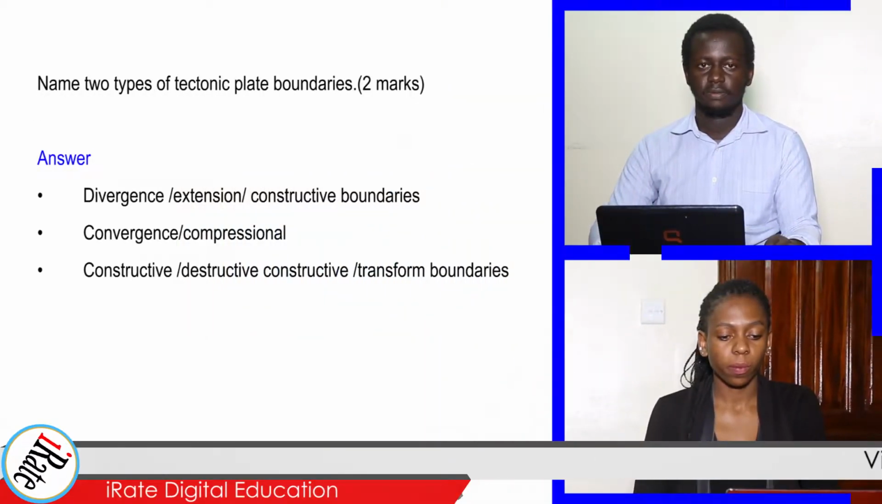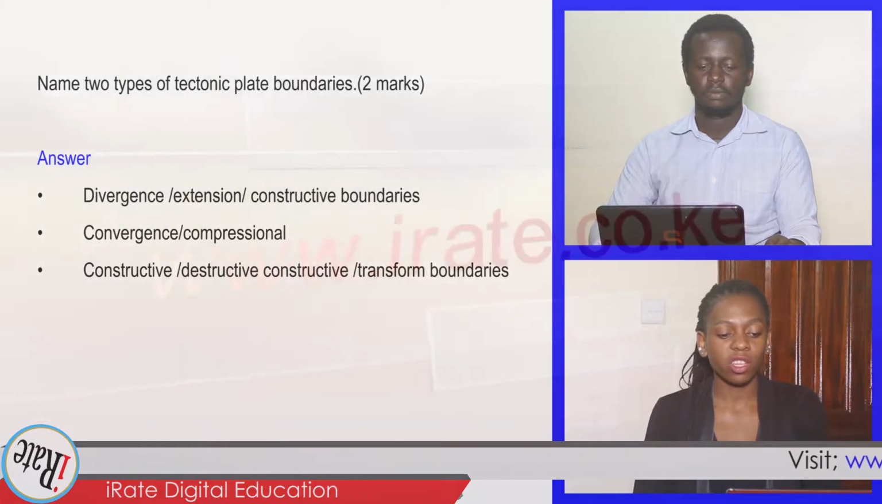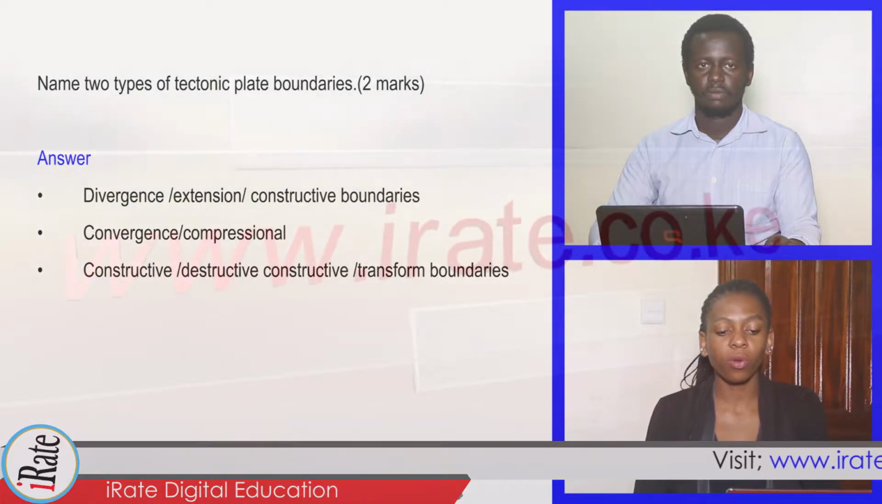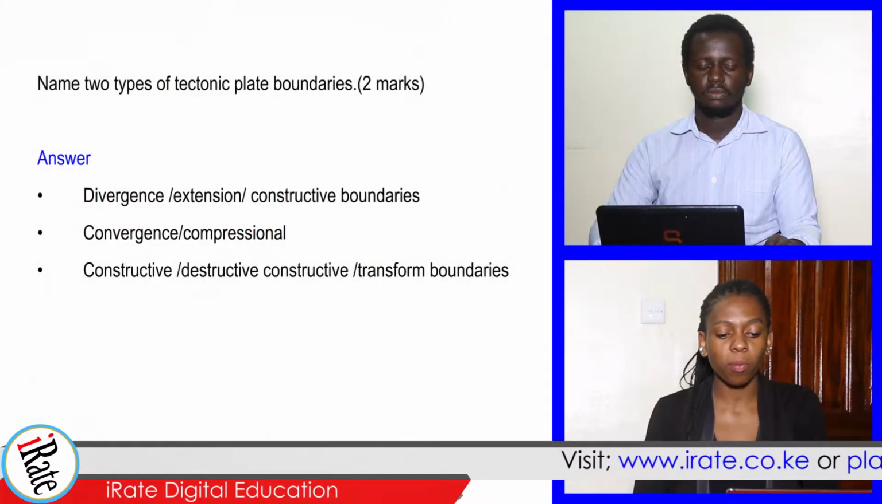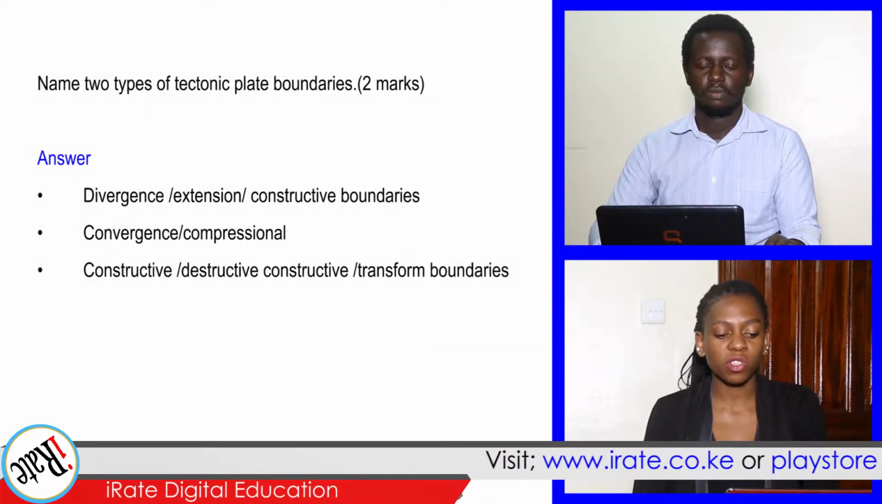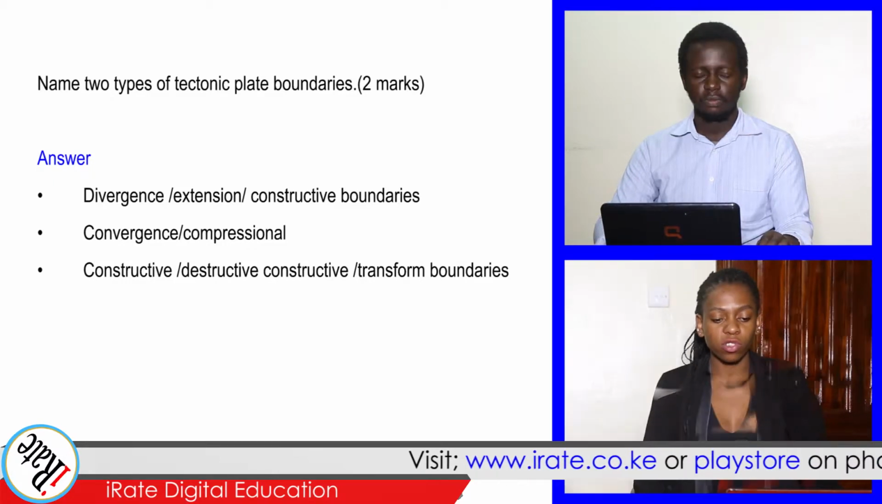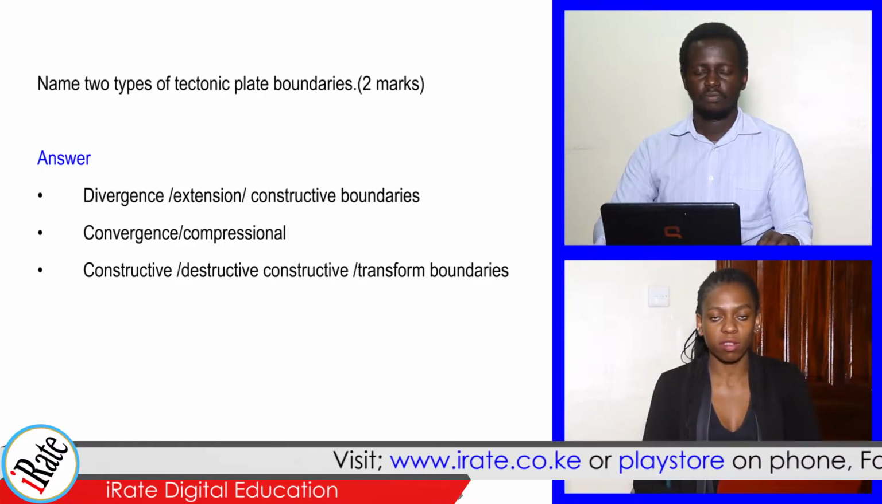Name two types of tectonic plate boundaries. Number one, divergence or extension or constructive boundaries. Number two, convergence or compressional. Number three, constructive or destructive, constructive or transform boundaries.